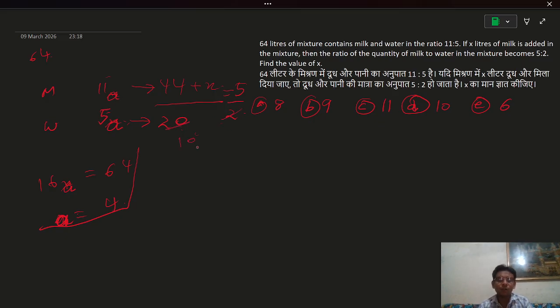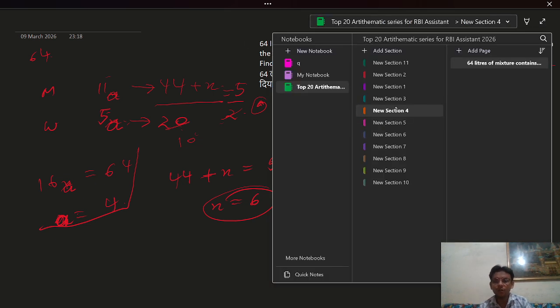On cancelling 2 to 10 times, 44 plus x equal to 5 into 10, which is nothing but 50. So what is the value of x? x is equal to 6. That is, 6 liters of milk is added in order to make the ratio 5 is to 2. Okay, so what will be the value of x? 6. Hope you are clear with this. Let's move to the next question.